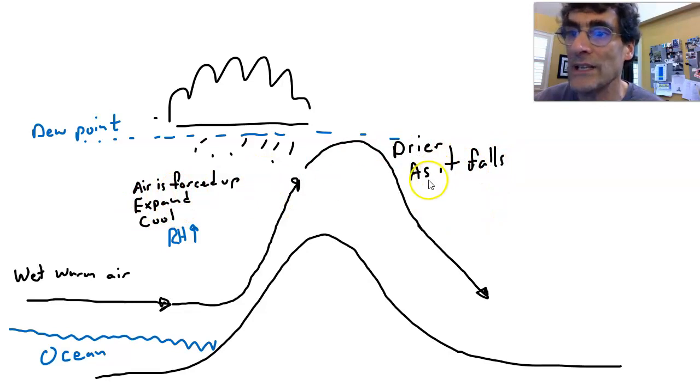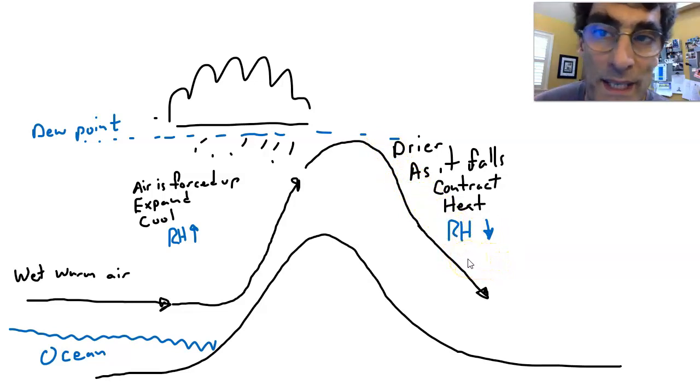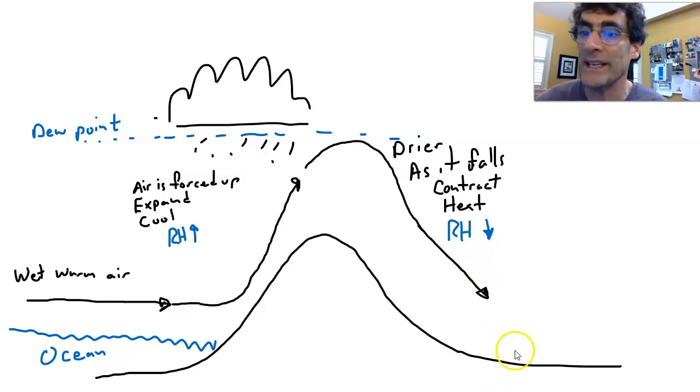It's falling. So instead of expanding, it's going to contract. Instead of cooling, it's going to heat. And then the RH, the relative humidity of air that's getting warmer and warmer and warmer, is going to drop, because it's like that cup getting bigger and bigger and bigger with the same amount of water. It gets less and less full. And like I said before, if the RH is dropping, ain't never going to get to 100% if the number's getting smaller. So what are we going to have over here?